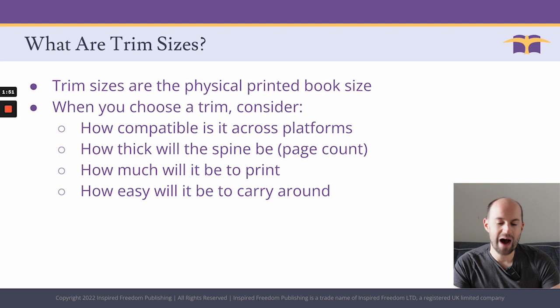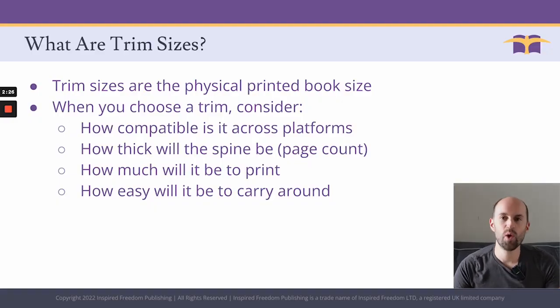Number one, how compatible is this trim size across different platforms? For example, some platforms may support certain trim sizes while others may not. Amazon KDP may support a specific trim size while Ingram Spark may not. So you need to check that it is common enough so that the self-publishing platform that you're going to be self-publishing on supports that trim size across the board. Otherwise, you may have to create different formatted versions for each platform.